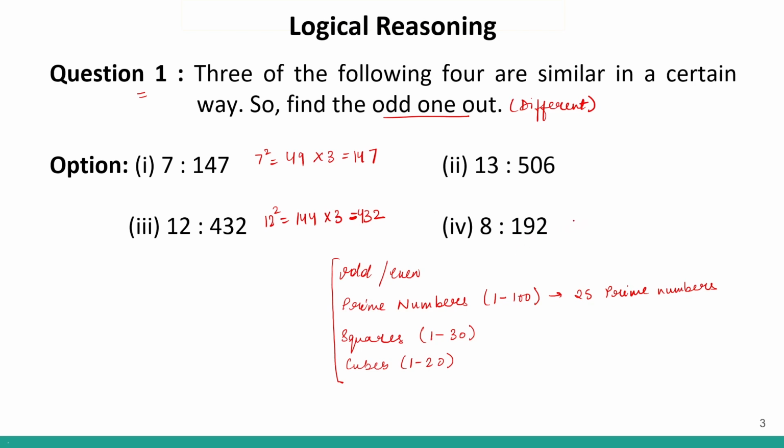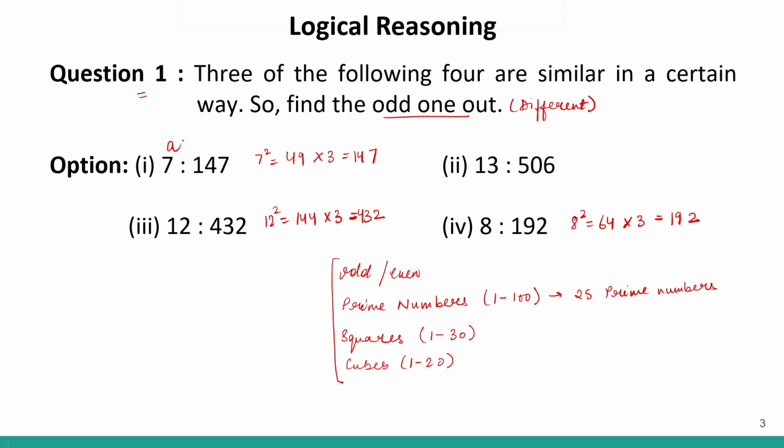Now let us look at option number 4. In option number 4, 8 square is how much? 64. 8 square is 64. And if I multiply it by 3, I'll get 4 into 3, 12. 1 will be carried. 6 into 3, 18 plus 1, 19. So I'll get 192. So this also follows the same logic.